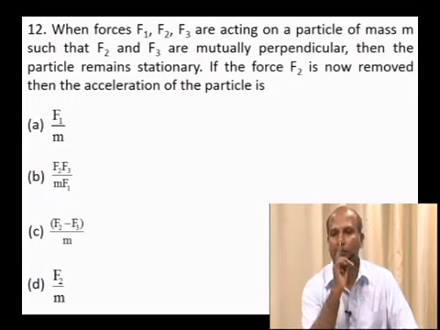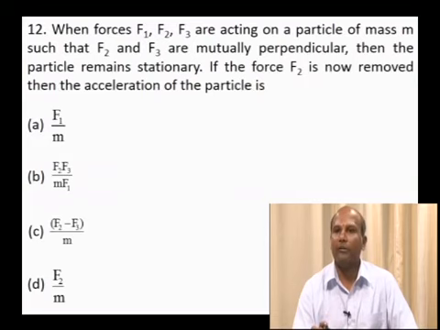So, coming to this problem, when forces F1, F2, F3 are acting on a particle of mass m such that F2 and F3 are mutually perpendicular, then the particle remains stationary. If the force F2 is now removed, then the acceleration of the particle is option A F1 divided by m, option B F2 F3 divided by m into F1, option C F2 minus F3 divided by m, option D F2 divided by m.